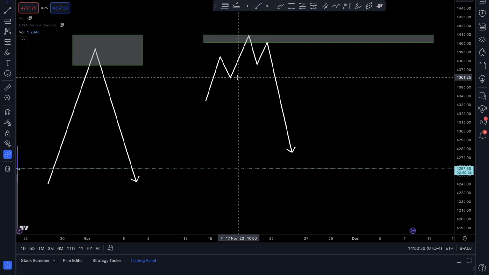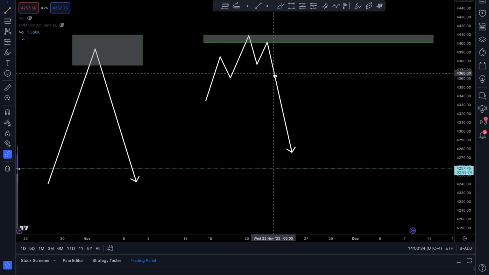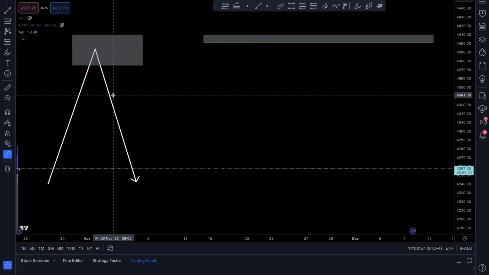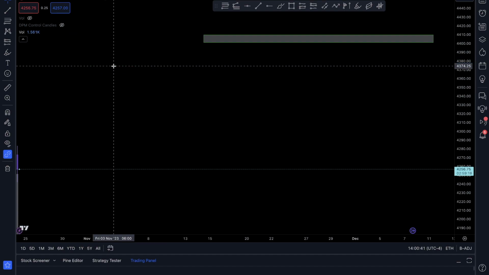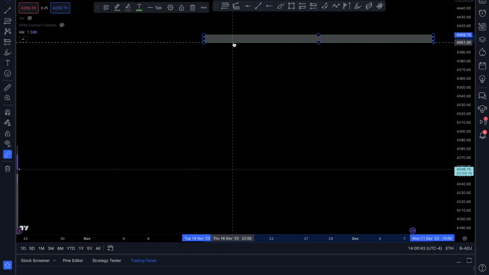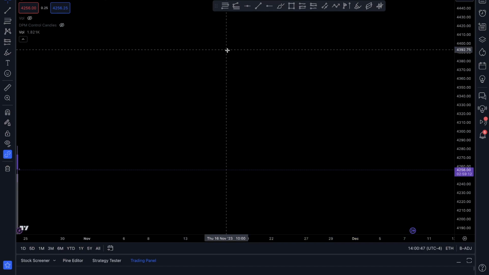We're going to look for an initial touch of the level way far to the left. Sometimes it's even on a different day. And then we're going to look on our entry time frame that we should see some kind of a topping pattern, something that shows that there's a little bit more of a resistance there. Okay, now let's talk about volume.